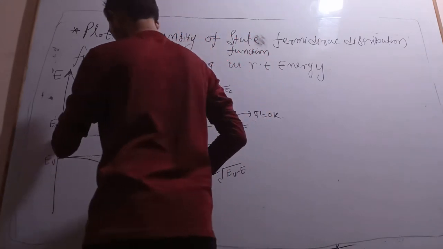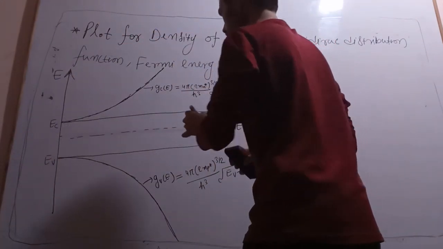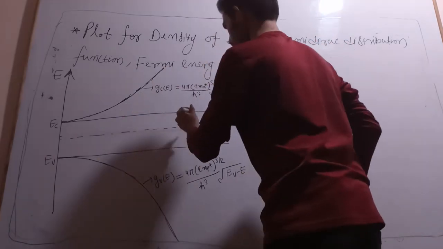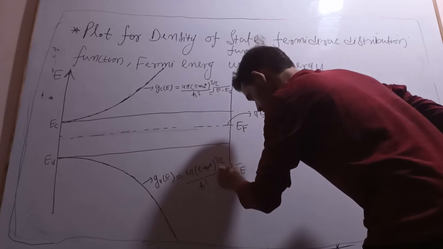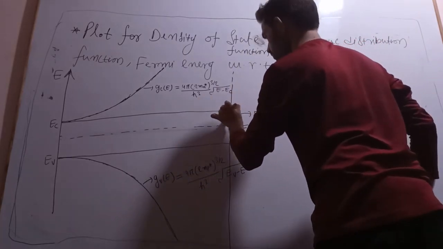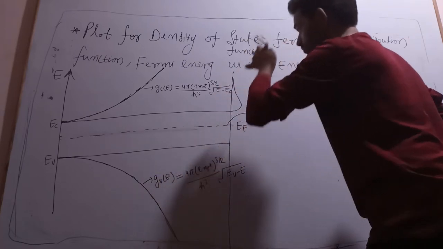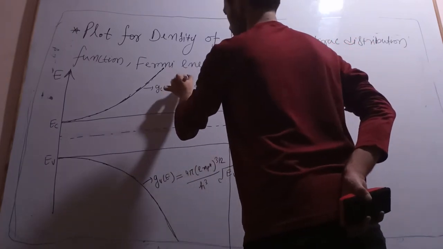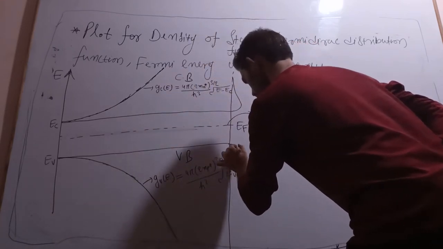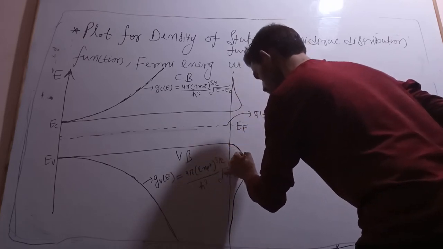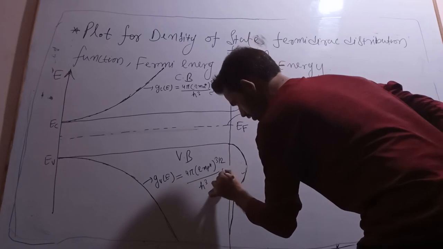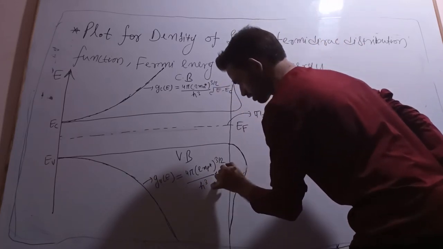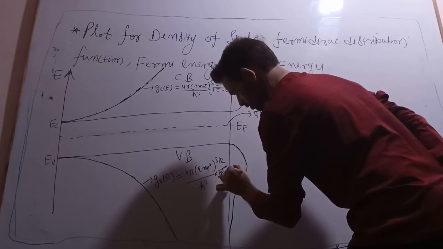Now if you see here, this is the distribution of electron in conduction band. This is my conduction band, and this is my valence band. And similarly, this is the distribution of hole. Let us write it inside: E minus EC, and here EV minus E.